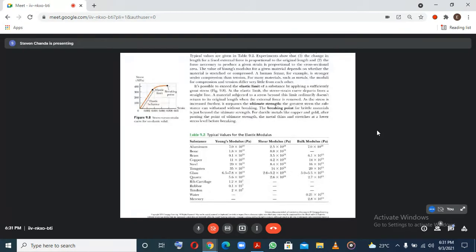So you cross the elastic limit, the proportionality is broken, and this substance cannot return to its original length. Its elasticity is what is damaged. Then, as the stress is increased, it surpasses the what? The ultimate strength. The ultimate strength is the greatest stress the substance can withstand without breaking.